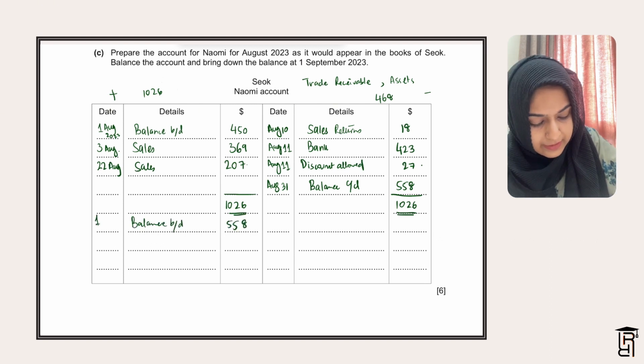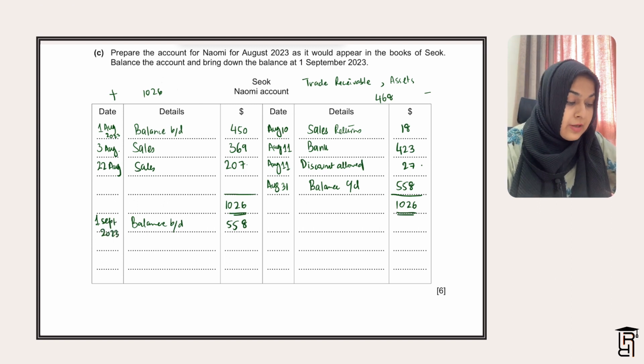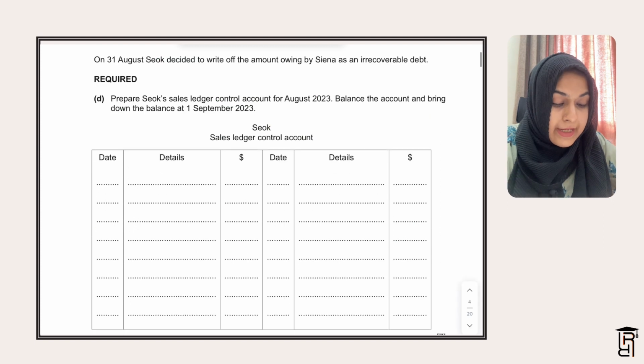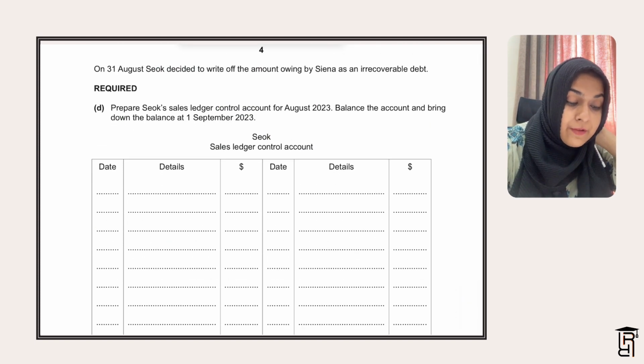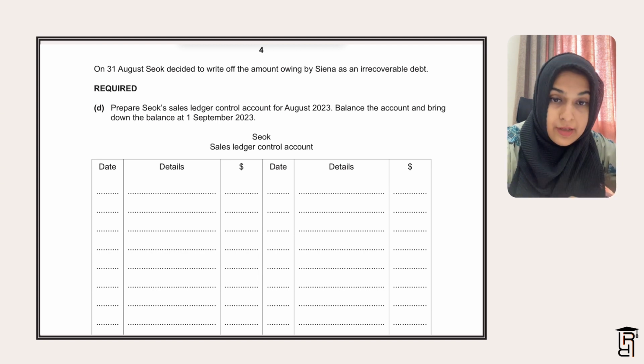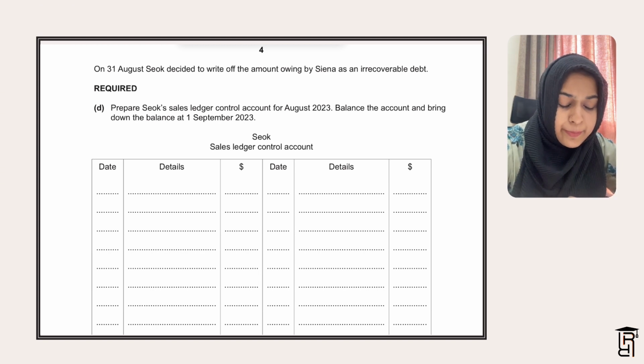This will be 1st September 2023. And that's it for this account. In the next part, they're saying on 31st August, Siog decided to write off the amount owing by Sienna as an irrecoverable debt. Then they're saying prepare Siog's sales ledger control account for August 2023, balance the account and bring down the balance at 1st September 2023.